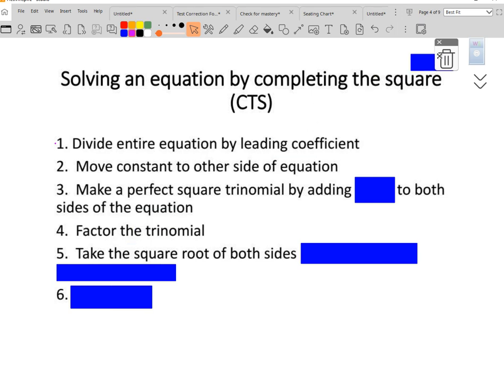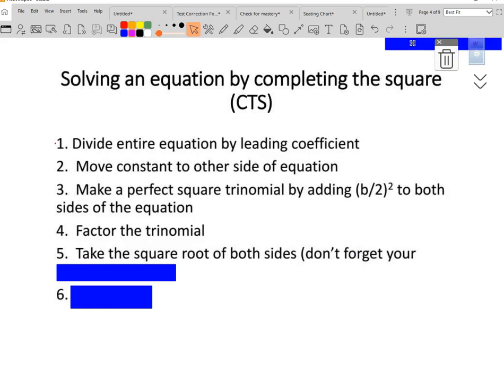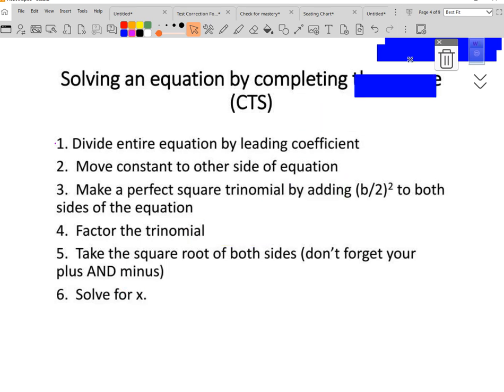We get the constant on one side and all the other terms on the other side. We're going to turn one side into a perfect square trinomial, and we're going to do that by adding this b over 2 squared. I've been calling that k. Then we're going to factor that perfect square trinomial. And after that, we're going to solve by taking the square root, which we've done before. One of the things kids forget a lot is to take the positive and negative and make two equations, so don't forget to do that. And last but not least, we're going to solve for x.